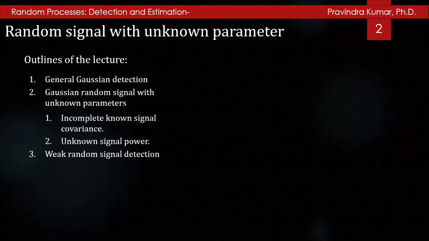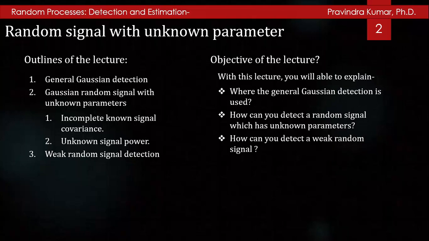The outline of this lecture is general Gaussian detection, and Gaussian random signal with unknown parameters, where we will discuss the incomplete unknown signal covariance and unknown signal power. After this, we will discuss weak random signal detection. By the end of this lecture, you will be able to explain where the general Gaussian detection is used, and you will also be able to explain how you can detect a random signal which has unknown parameters.